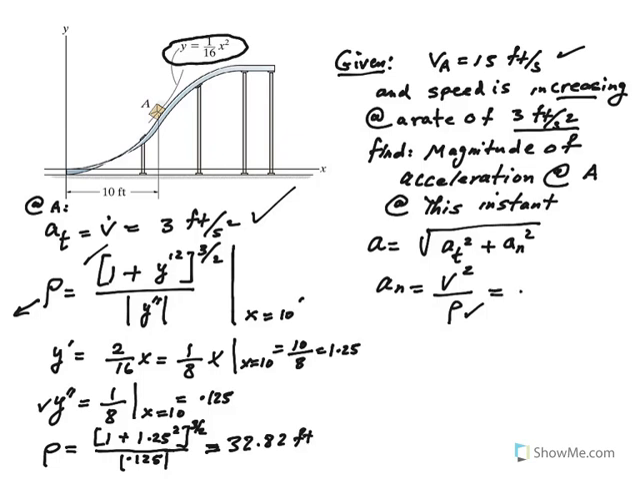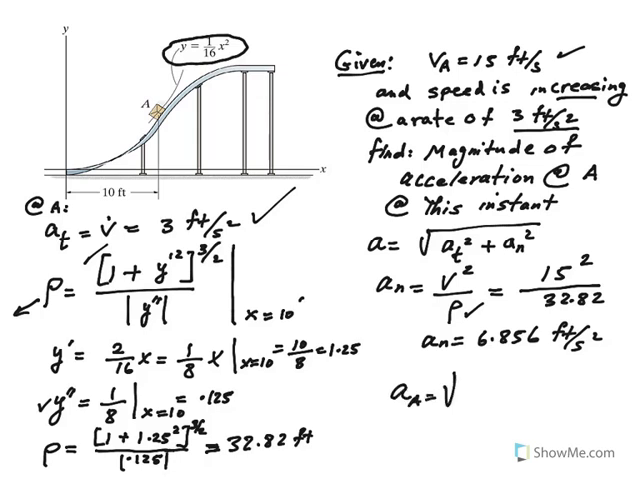So now we are ready to go into this equation, put the velocity of 15 feet per second and square it. That's 225 divided by 32.82. So a sub n comes out to be about 6.856 feet per second squared. So we are done. Magnitude of acceleration at A is a sub t, which is given, this 3 feet per second squared, plus the 6.856, the normal component squared. And if we do the calculation, that should be about 7.48.